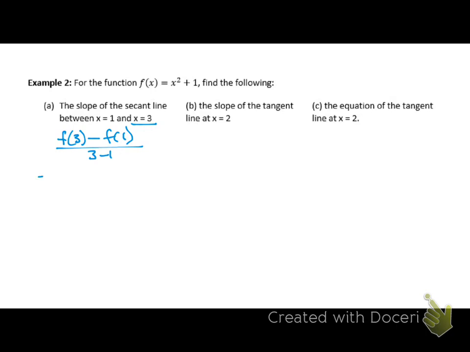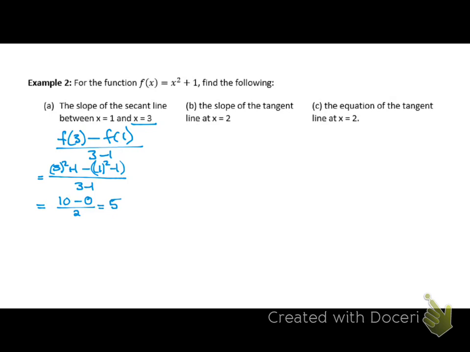So we will have 3 squared plus 1 minus, and then I'm going to plug in 1, so we will have 1 squared minus 1, all over 3 minus 1. Well, 3 squared is 9 plus 1 is 10, so we have 10. 1 squared minus 1 is 0, so 10 minus 0 over 2, and 10 over 2 is 5. So the answer is just 5.